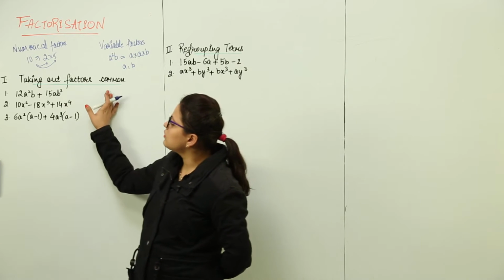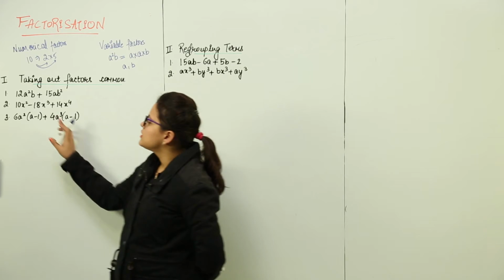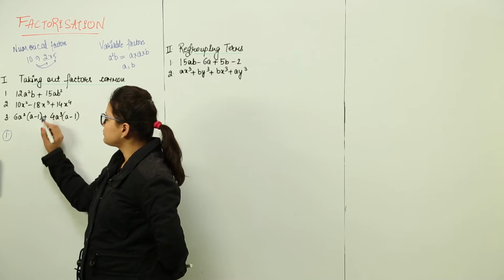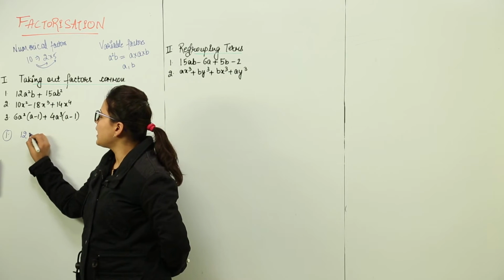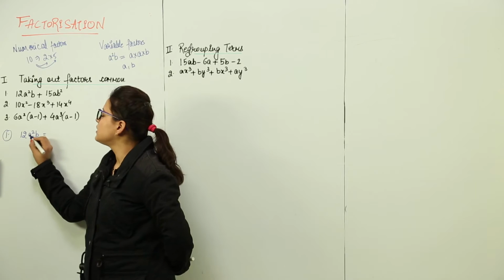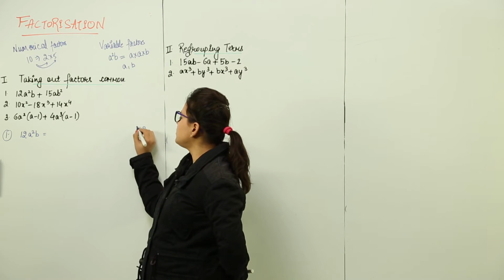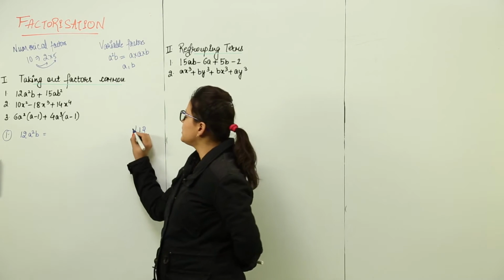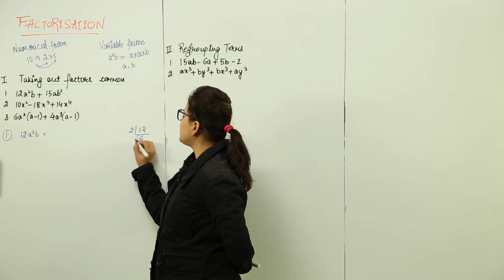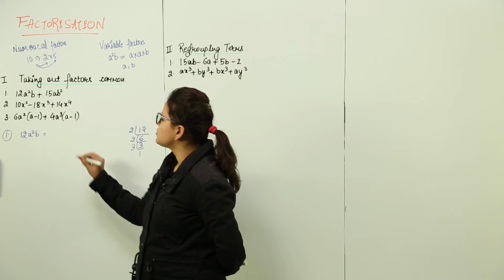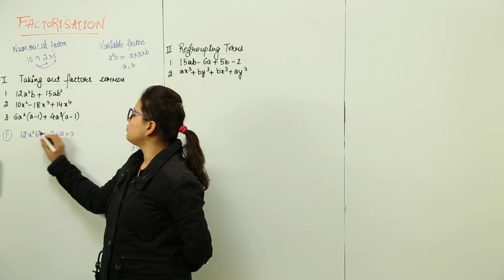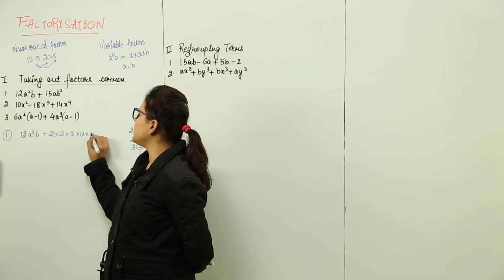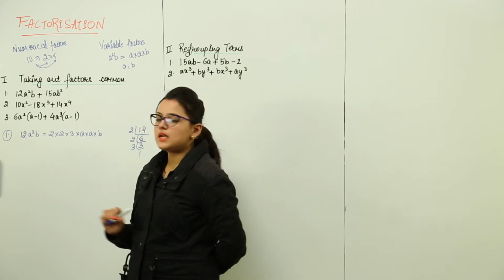Now we will be taking out the common factors in the first method. Let us do the first question. Here we have two terms. We write the first term, 12a square b, and we take out its factors. How do we take out the factors of 12? 2 sixes are 12, 2 threes are 6 and 3 ones are 3. So the factors for 12 are 2 into 2 into 3. And the factors of a square are a into a, and b remains as it is.